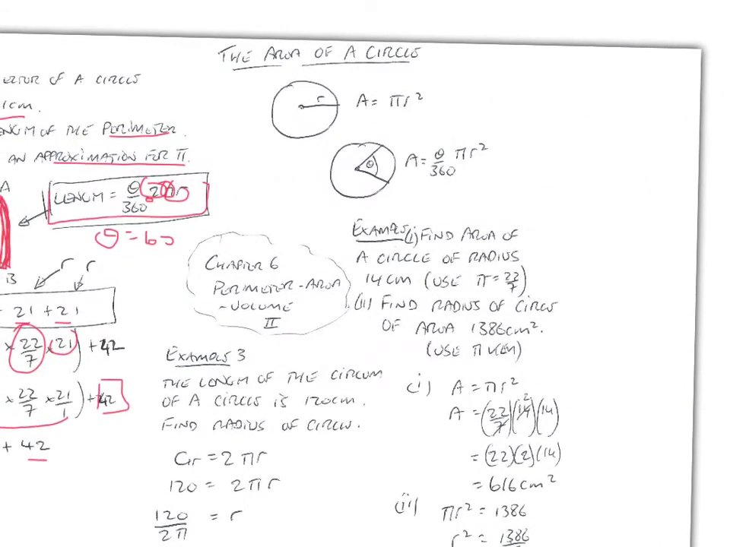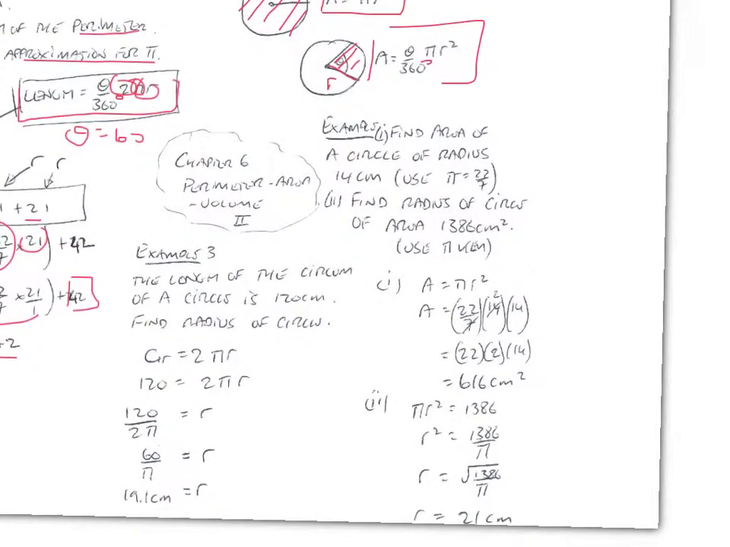Okay, the area of a circle. The area of a circle is given by area is equal to pi r squared. That's the area of the circle in there. And the area of a sector of angle theta and radius r is equal to theta over 360 degrees by pi r squared. So, first example, find the area of a circle of radius 14 centimeters, use pi equals 22/7, and then after that, find the radius of a circle of area 1386, use the pi key for this one.